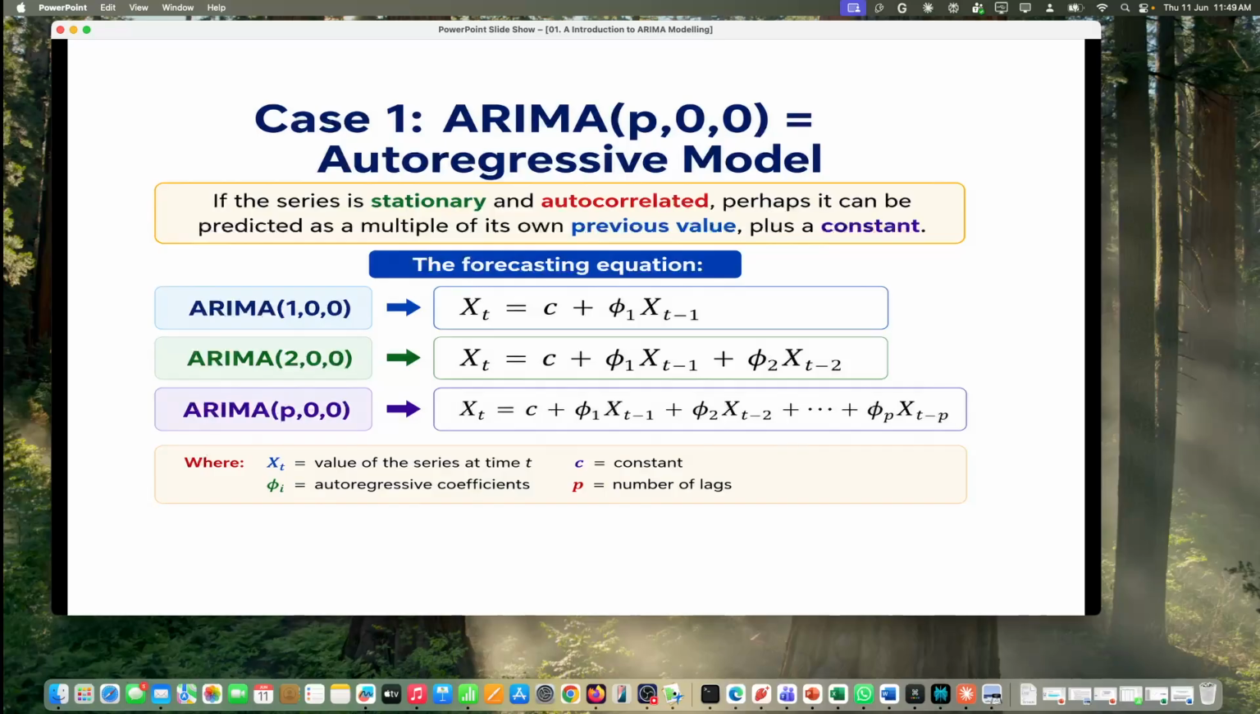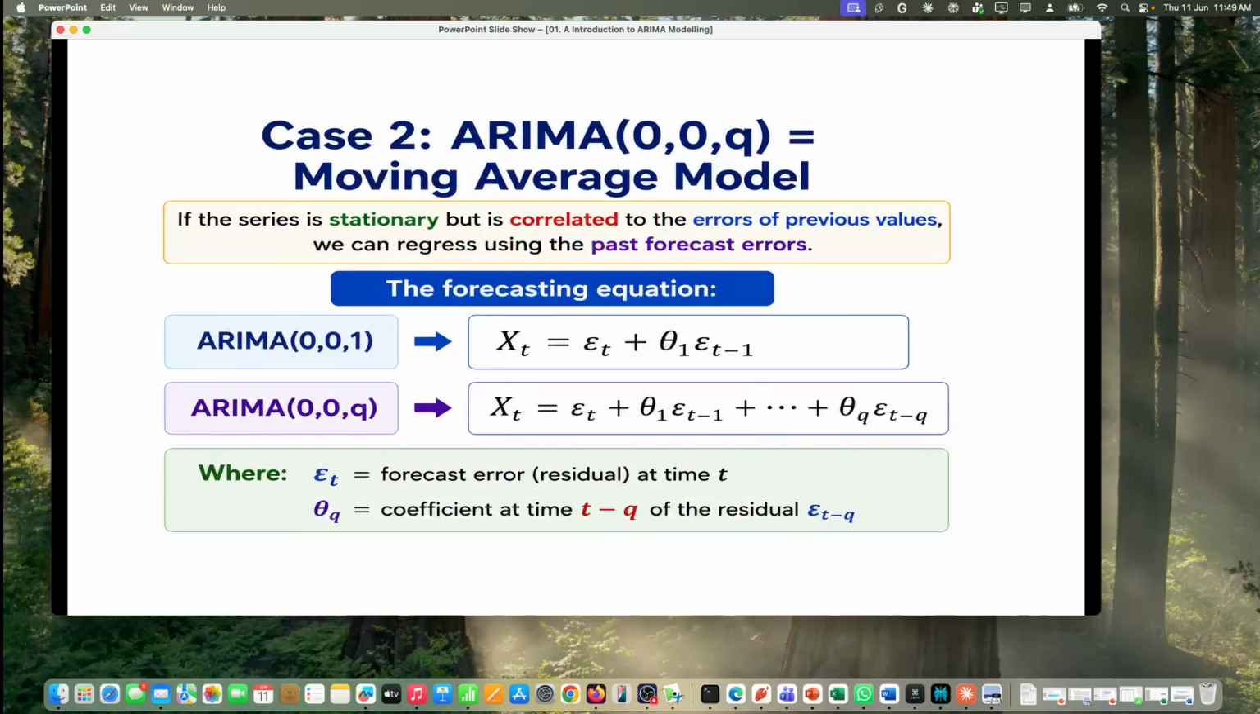So let's discuss different combinations. Case 1, let's look at the ARIMA(p,0,0) model. You can have ARIMA(1,0,0), or ARIMA(2,0,0), or the general (p,0,0) model. That means a constant plus phi times yt minus 1. So for an AR2 model, it is a constant plus phi 1 into yt minus 1, plus phi 2 into yt minus 2, like that. So this is case 1, the simple model. Case 2, you have the (0,0,q) model. That means it's a pure moving average model.